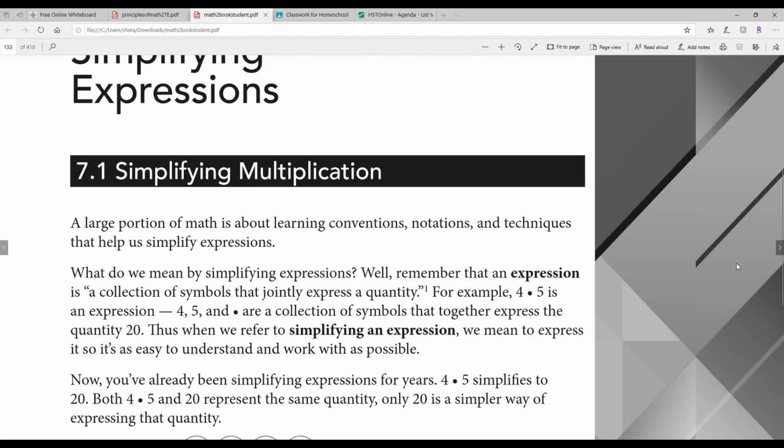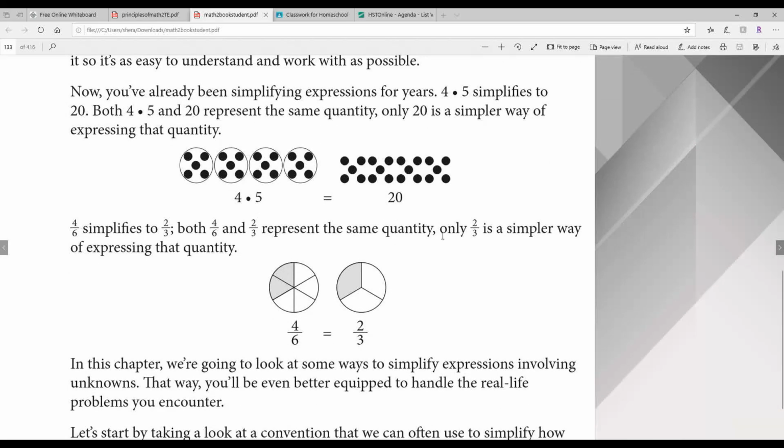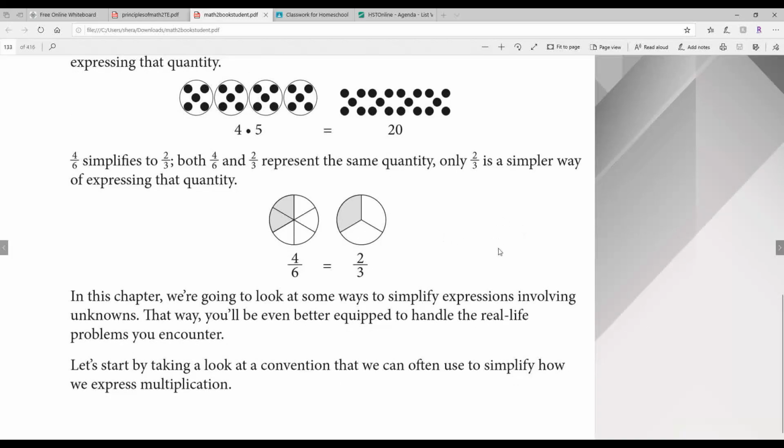work with as possible. Now, you've already been simplifying expressions for years. 4 times 5 simplifies to 20. Both 4 times 5 and 20 represent the same quantity. Only 20 is a simpler way of expressing that quantity. 4 over 6 simplifies to 2/3. 4 over 6 and 2/3 represent the same quantity. Only 2/3 is a simpler way of expressing the quantity. And there's a picture of that right there showing you why it's simpler. It's simpler to say that there's 2/3 of a pizza left, rather than saying 2/6 are gone or whatever.